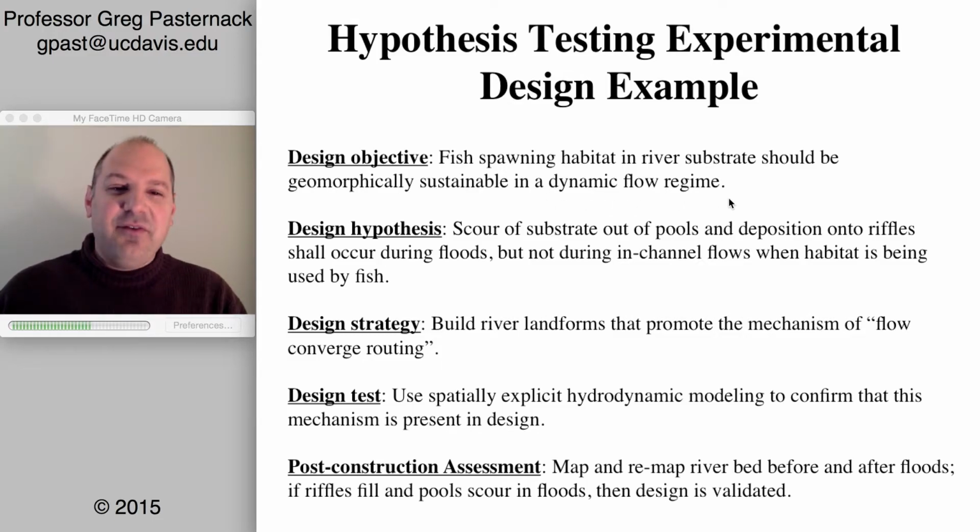And I didn't say that very well, but you can read that. So what's the hypothesis of this? Well, the hypothesis is that scour of substrate out of pools and deposition onto riffles is needed to occur during floods, but we don't want that to occur during the low flow periods when it's being used as habitat by the fish. So we need to build rivers that have the right mechanism to do that. And it isn't the velocity reversal with the mechanism that was shown before, but it's something called flow convergence routing.